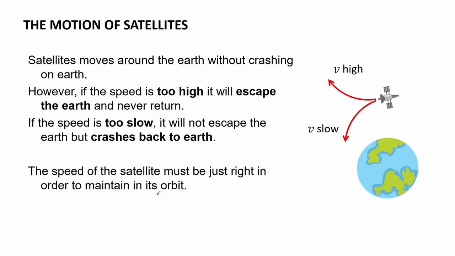The motion of satellites. Satellites move around the Earth without crashing on Earth. However, if the speed is too high, it will escape the Earth and never return. If the speed is too slow, it will not escape the Earth but crash back to Earth. The speed of the satellite must be just right in order to maintain its orbit.